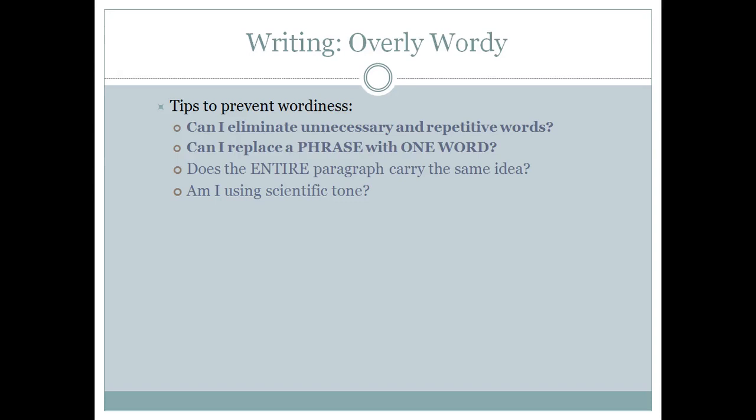So tips to prevent wordiness. Can I eliminate unnecessary and repetitive words? Can I replace a phrase with just one word? That's a good one too. Does the entire paragraph carry the same idea, meaning, are you going off on tangents somewhere that you probably shouldn't be, or maybe it should be in a different section of the paper? And then again, am I using scientific tone? And scientific tone, again, is just being clear, concise, to the point, eliminating all of that, what I like to call fluffy stuff.